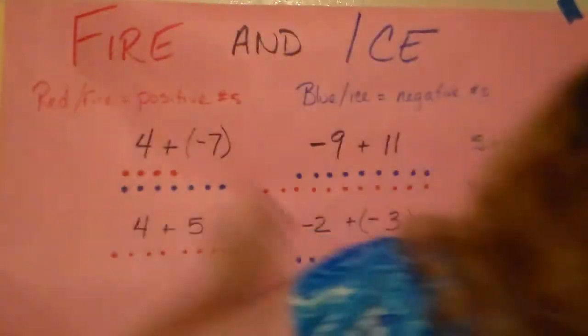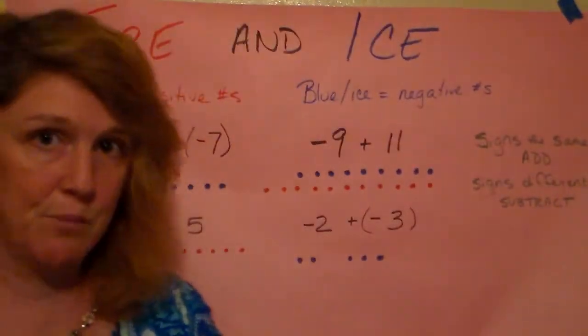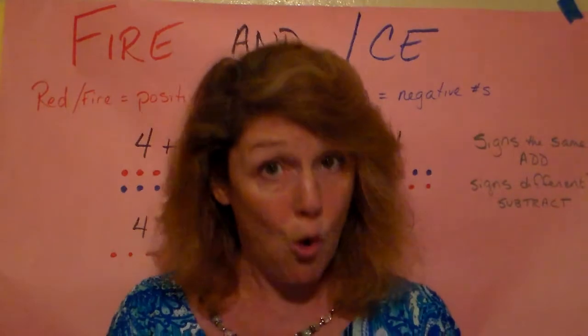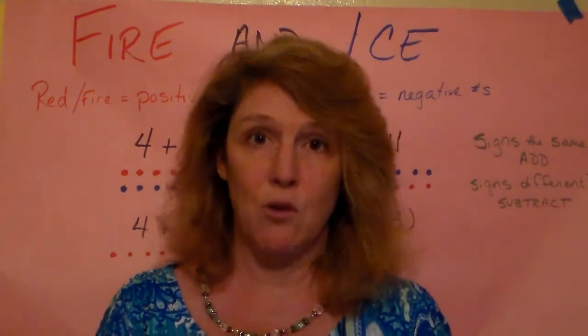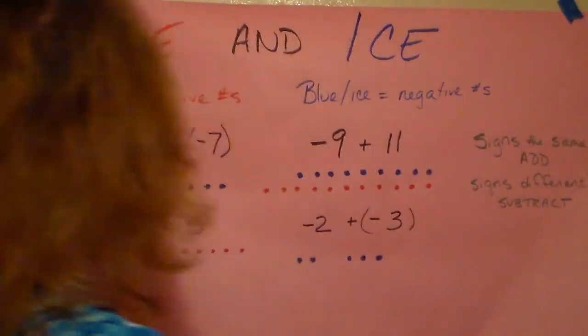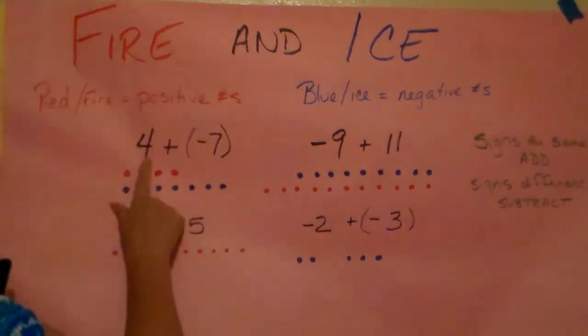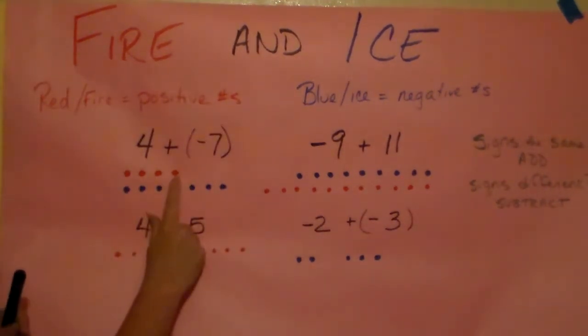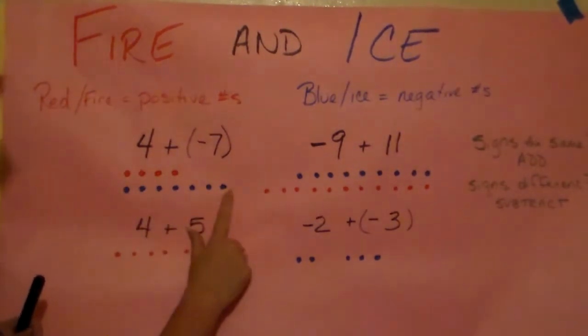Okay, fire and ice. So we're going to pretend that all of the positive numbers, like a thermometer, are hot, and all of the negative numbers are cold. So the hot ones are red and the cold ones are blue, okay? So let's say we have 4 plus -7. That gives us 4 fires and 7 ice cubes.